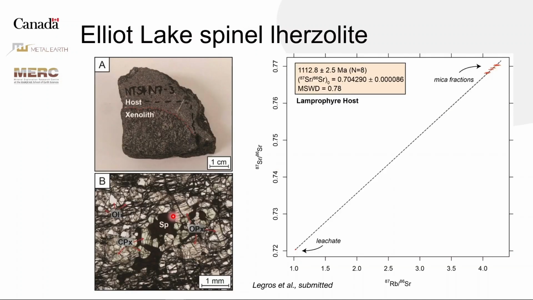So this is the type of sample that we are looking at. It is a mantle xenolith in a host. In that case, it's a lamprophyre host that we dated at 1.1 Ga, so coeval with the mid-continental rift event. And the xenolith is specifically, in that case, a spinel lherzolite. So you have olivine, clinopyroxene, orthopyroxene, and spinel.